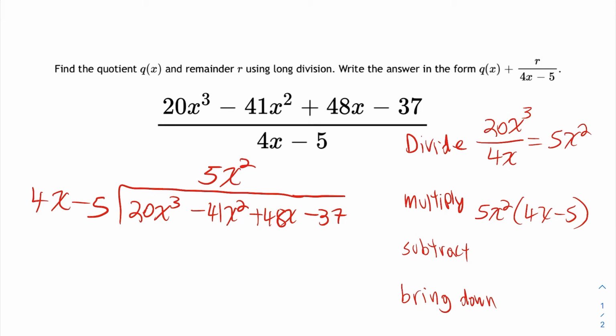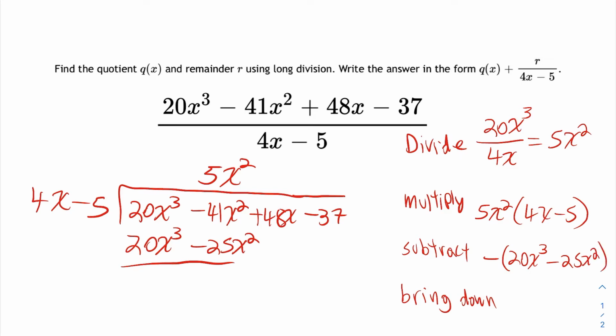5x squared times 4x is 20x cubed. And 5x squared times negative 5 is negative 25x squared. So that is the multiply step. Then we subtract. We're subtracting 20x cubed minus 25x squared, and we're subtracting it from the original numerator. So I'm subtracting 20x cubed minus 25x squared from 20x cubed minus 41x squared plus 48x minus 37. So since they're already lined up, I'll just put parentheses and do this subtraction.